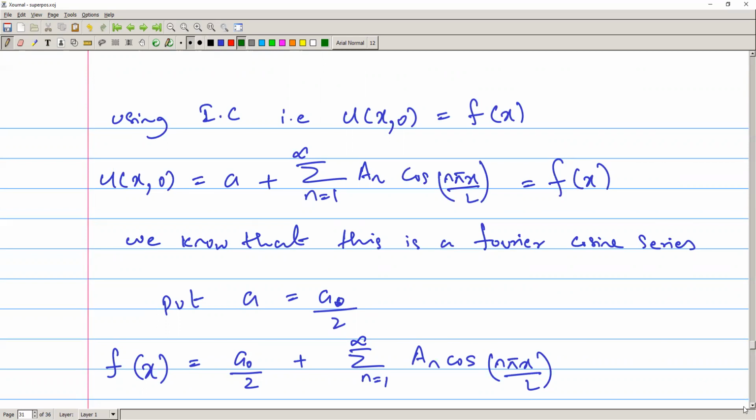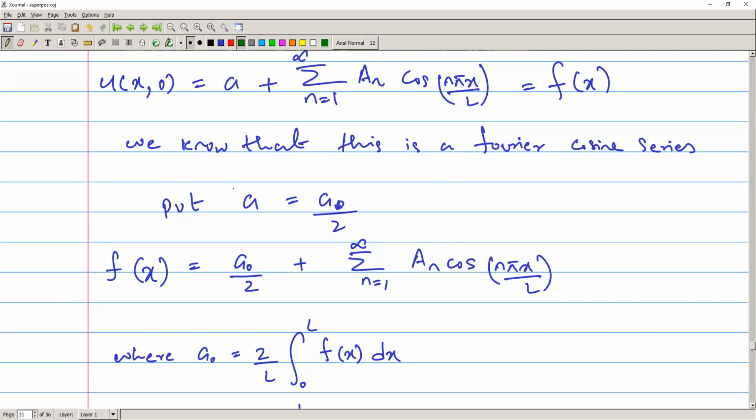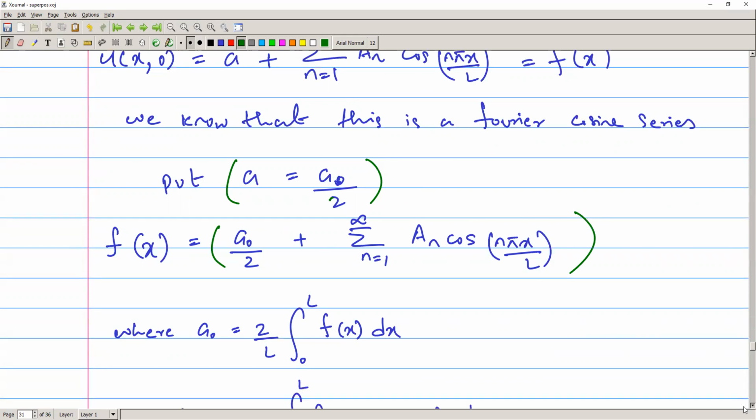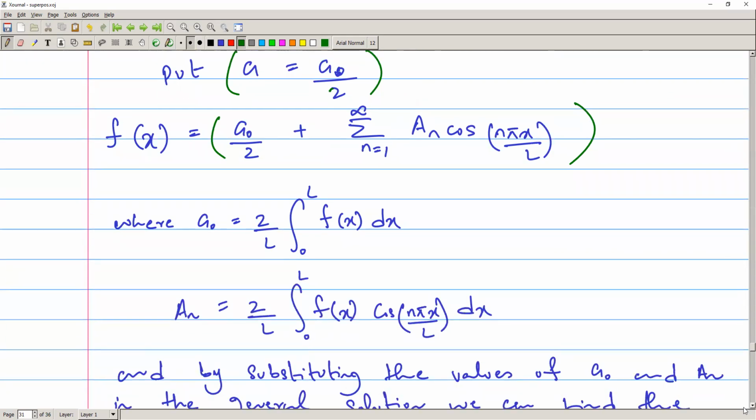And just to make it compatible with the Fourier series, we just assume that a is equal to a naught over 2, and a is a constant, so we can do that. It doesn't matter. We can do that just to make it compatible with the cosine Fourier series. Now there is clearly a cosine Fourier series. So we can find a naught and a n, the coefficients of the Fourier cosine series, by using the formula we know. A naught is equal to 2 over L integration 0 to L f of x dx, and a n is equal to 2 over L integral 0 to L f of x cosine n pi x over L dx.